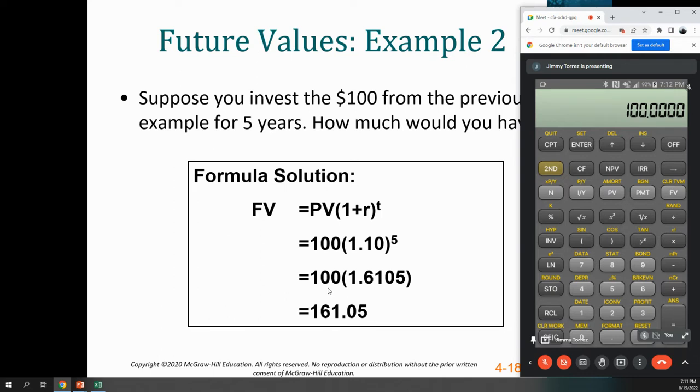I'm going to multiply that by 100. Oops, what happened? Okay, let's try that again. 1.1, y to the x, 5.